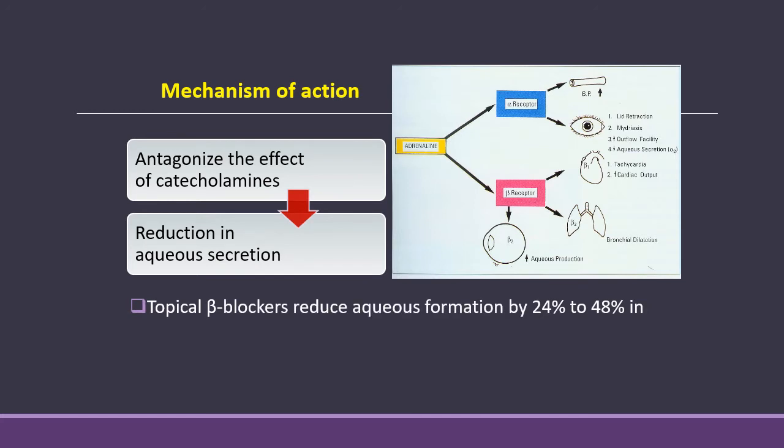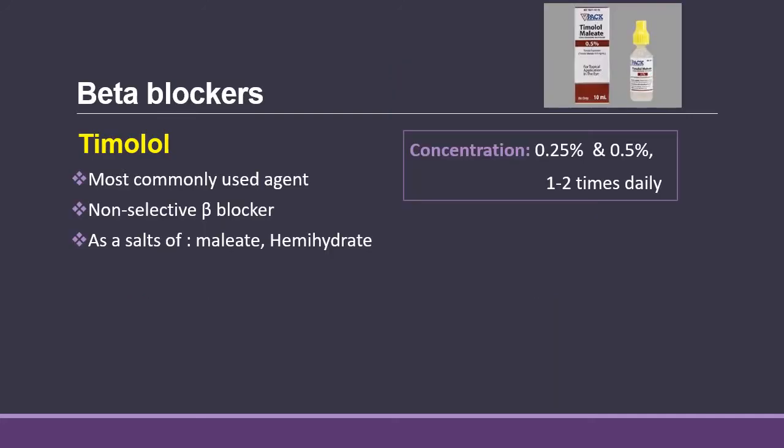So topical beta blockers reduce aqueous humor formation by 24 to 48%. In awake condition it is effective; it is ineffective during sleep. So the first beta blocker is timolol. It is the most commonly used beta blocker. The concentration is 0.25% and 0.5%, and dosing is generally 2 times daily.